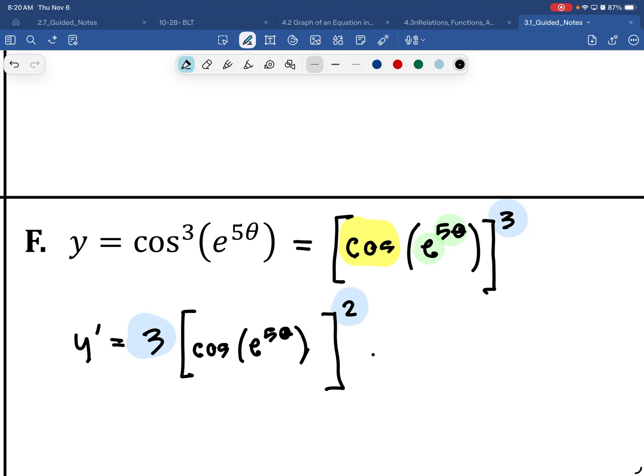Then I multiply. You know what I'm going to do the derivative of now. So if I start from the cube and then I go inside those square brackets, the next layer in is the cosine. Well, the derivative of cosine is negative sine. Don't change anything that's inside that sine, though, or that cosine, if you will.